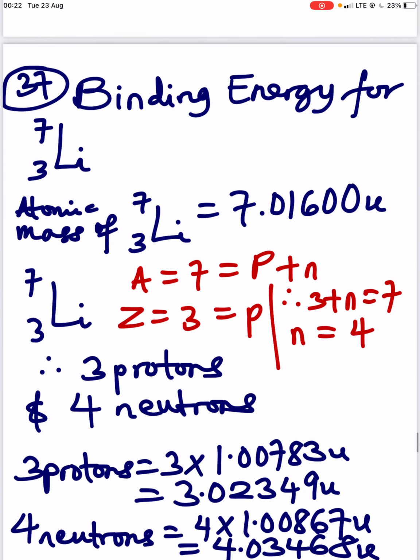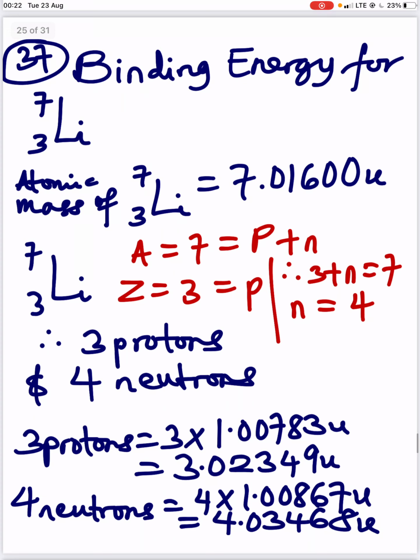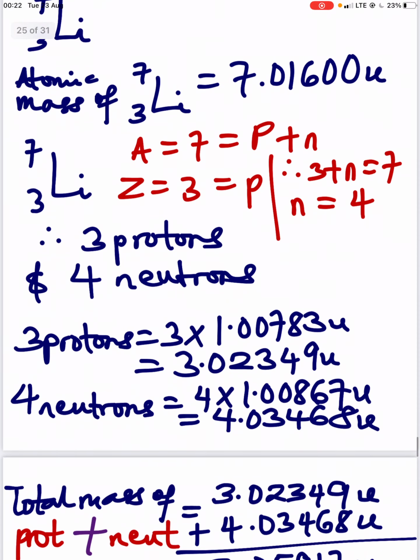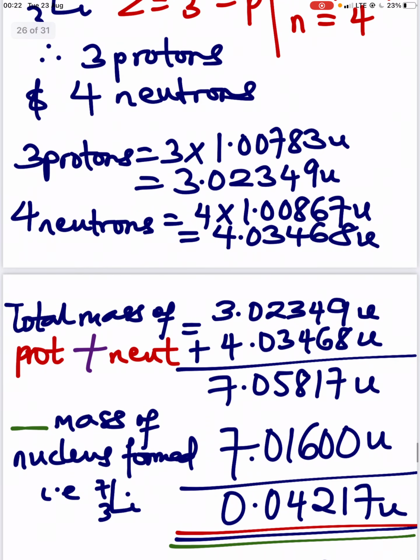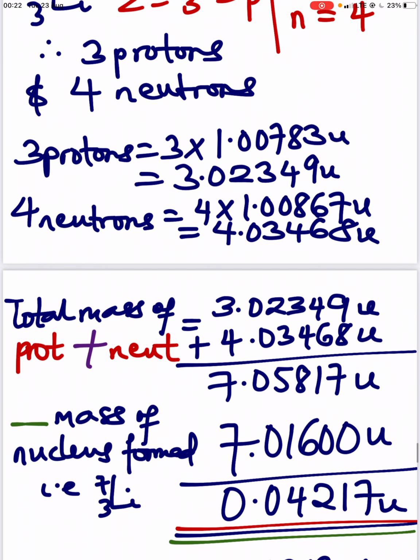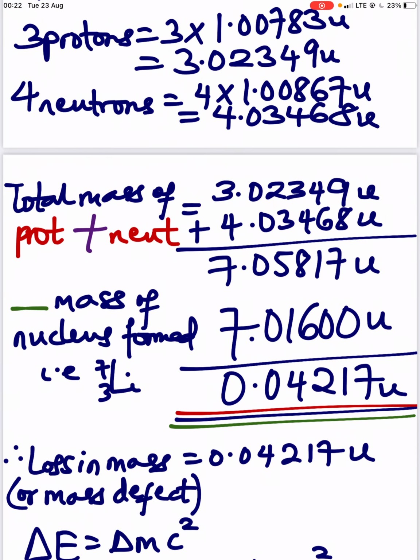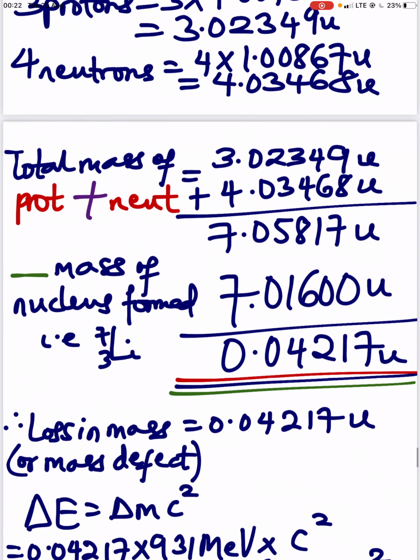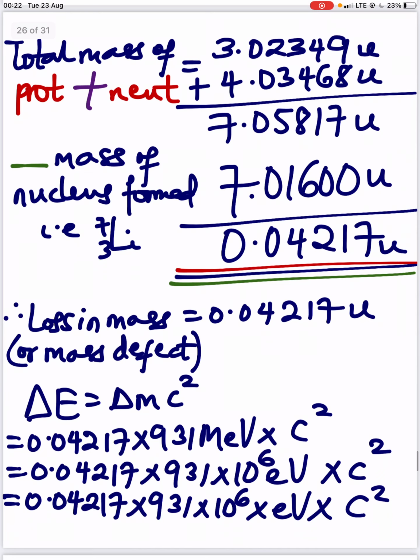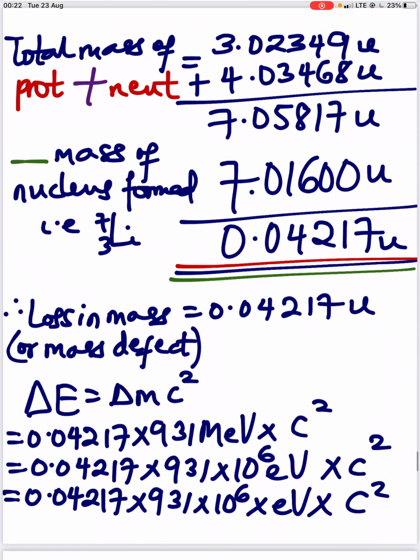Number 37 is exactly the same as number 36. It's only that we are dealing with lithium here. We are dealing with lithium 7. There are 3 protons in it and there will be 4 neutrons. So we find the total masses of the protons and neutrons in terms of atomic mass unit, like we did in 36, and subtract the mass of the lithium nucleus itself from it, like this. So we get our loss in mass, or mass defect, in terms of U, 0.04217 U.